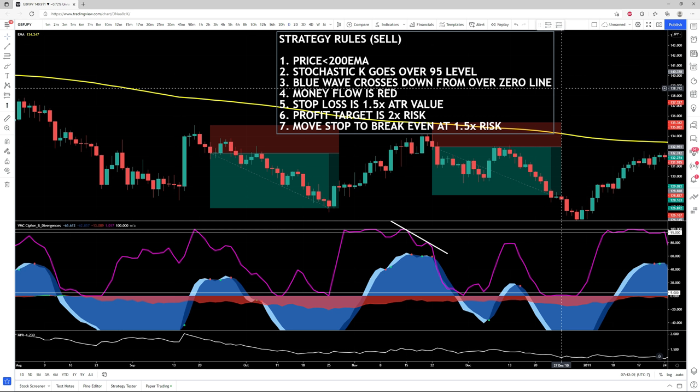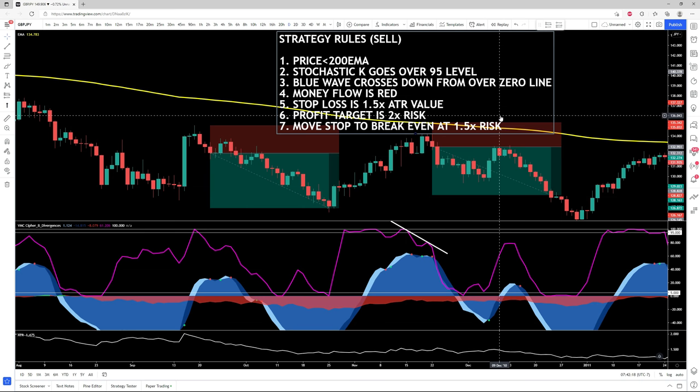Money flow is red, and the stop loss is placed 1.5 times the ATR value. Profit target at 2 times the risk, and trade management is moving the stop to break even at 1.5 times the risk.